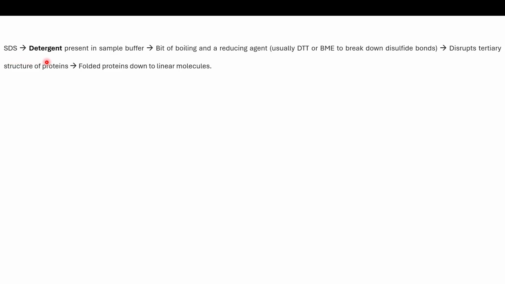So SDS is added in the loading dye, and then you immediately do something: sometimes SDS cannot always denature the whole protein, so it is recommended that after adding SDS you immediately boil the sample. The loading dye also has a reducing agent like DTT or beta-mercaptoethanol to break down disulfide bonds. So the detergent, the boiling, and the presence of reducing agents disrupt the tertiary structure of proteins, and the folded proteins are linearized.